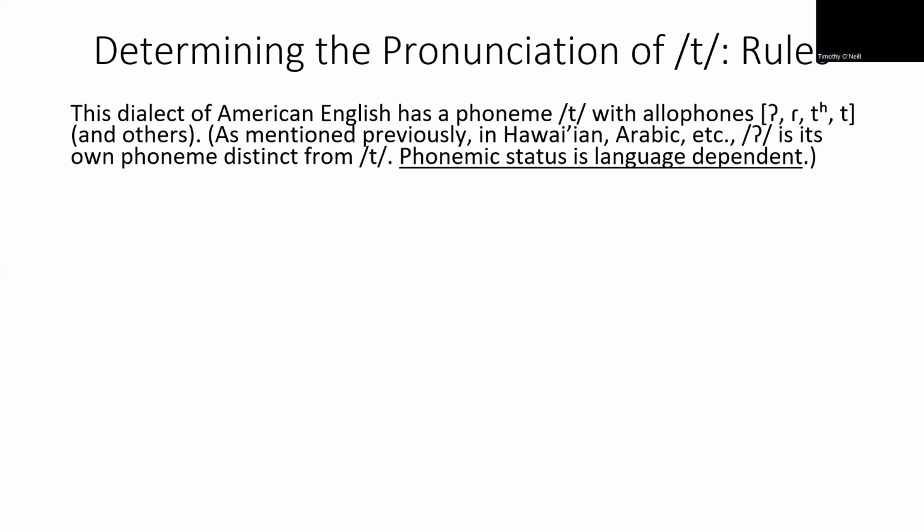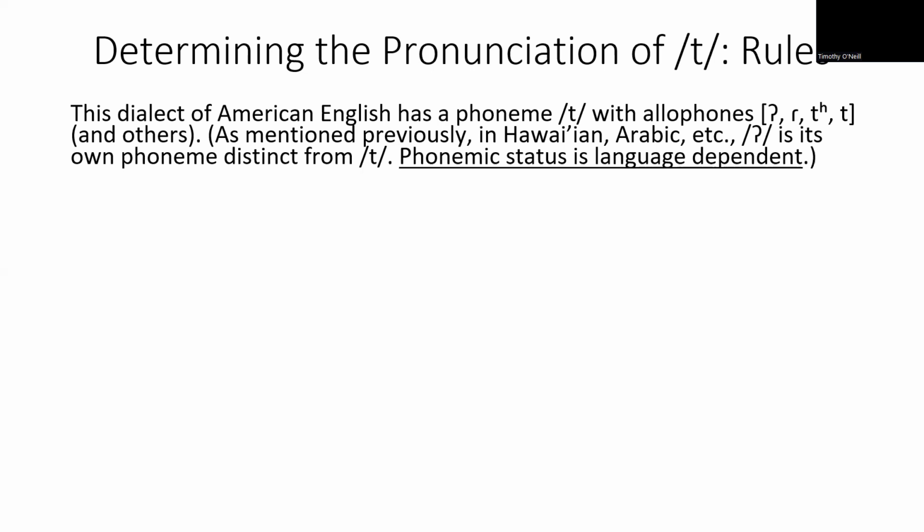So if you're just joining us, you've missed some aspects about the pronunciation of T, but we are going to pull it all together now and look at it with rules. The dialect of English that we've described has this phoneme. We're going to represent it with T because that's the elsewhere allophone. And we've talked about several allophones of it: the glottal stop, the flap, the aspirated, and the unaspirated T. There are others. And of course, phonemic status is language dependent.